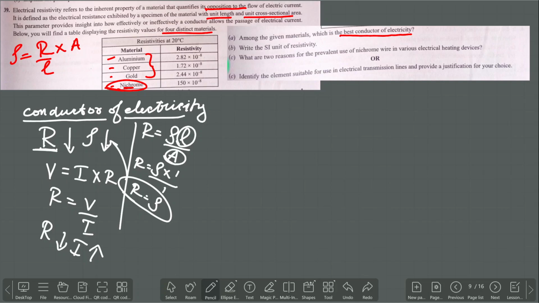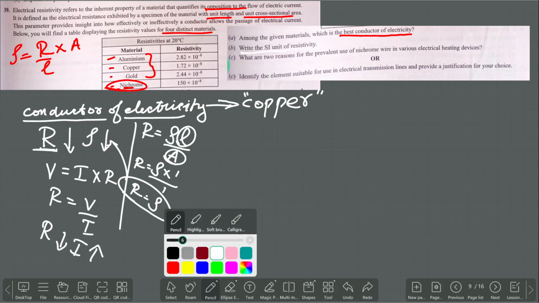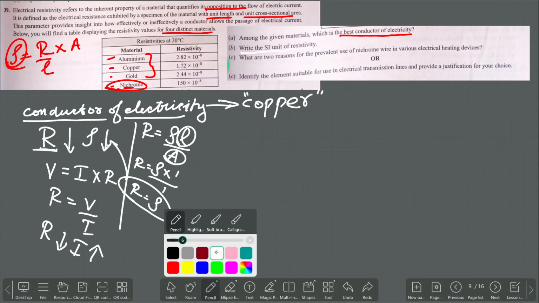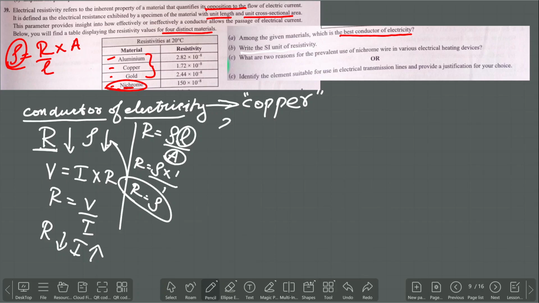Now look at the table. In that given table, which one is having low resistivity? Copper. Yes. That means what will be your answer? Copper. Copper has the low resistivity. Next, what they are asking: write the SI unit of resistivity. We need to write the unit for this quantity. What is the SI unit?